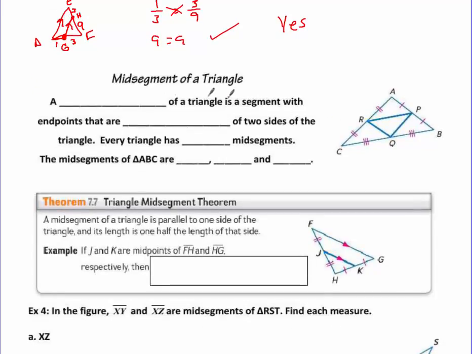Another word that you're familiar with is a midsegment. So remember, a midsegment of a triangle is a segment with endpoints that are bisectors of two sides of the triangle. Every triangle has 3 midsegments. So over here, our 3 midsegments are RP, RQ, and PQ. Remember, the midsegment goes from the midpoint of one side to the midpoint of another side. The triangle has 3 of them.